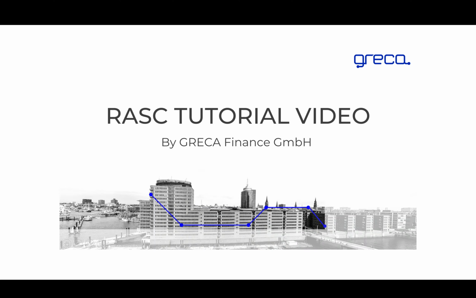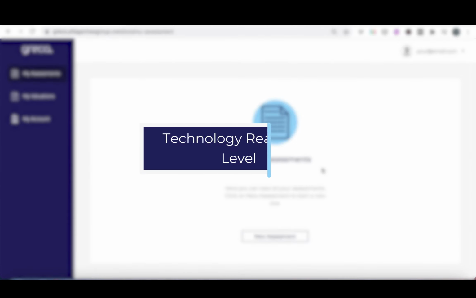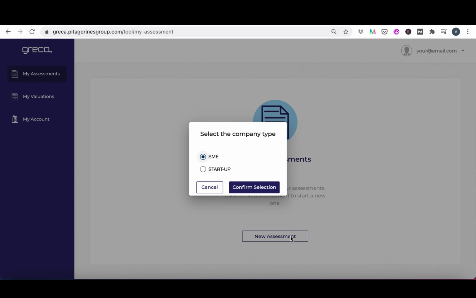Hello and welcome to this tutorial in which we will see how to complete the assessment report of our project in the GRECA platform. Once we have created our profile, the platform will take us to My Assessment section, where we can start a new one. Before starting, we must select whether we are going to follow the form designed for startups or for SMEs. In this case, we're going to choose Startup.